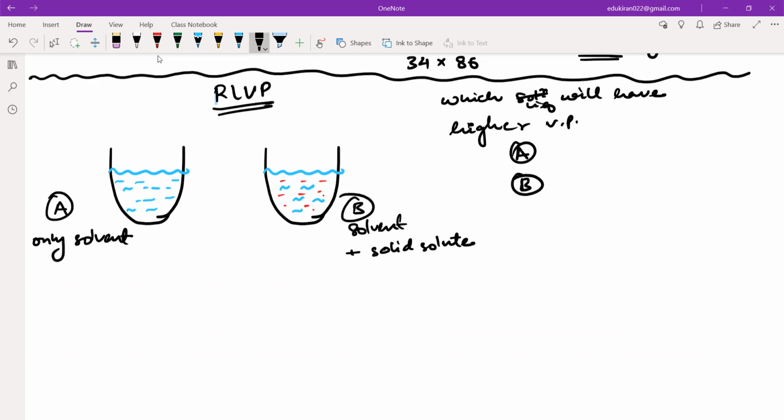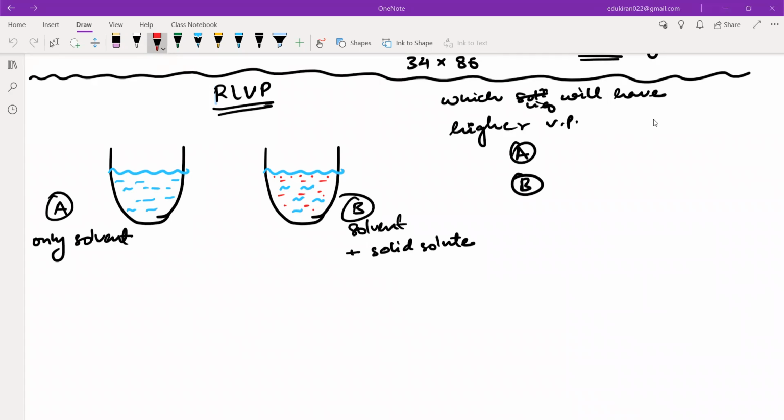When I speak the reason, you will just remember that I have said this earlier also. It occupies some area of the surface and it hinders the vaporization of solvent particles. Is that right? Yes or no? Yes, sir. So what is the reason, Sarah? Non-volatile solute occupies some area in the surface and it hinders the vaporization of solvent particles. That is why it leads to the lowering of vapor pressure. Please remember these points.